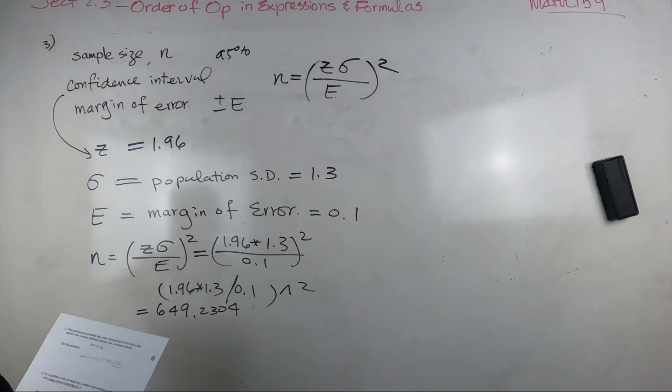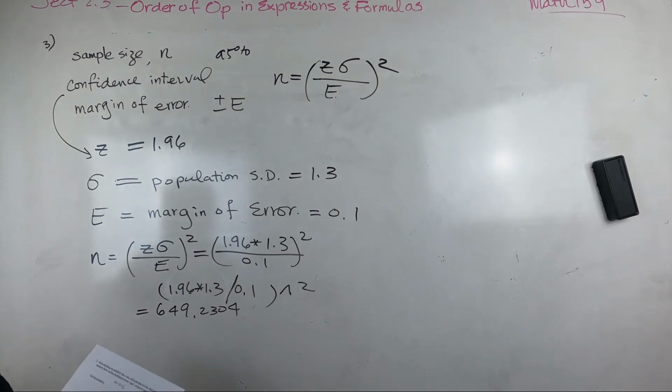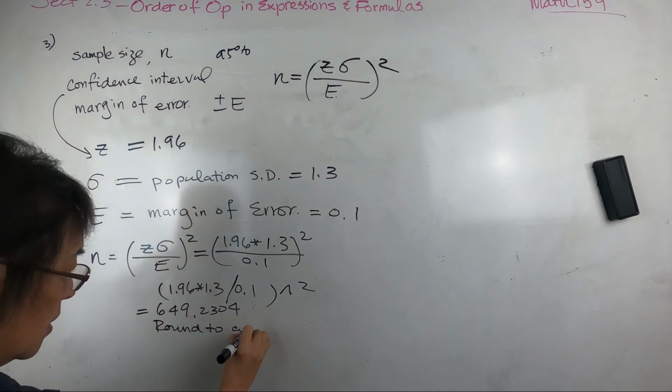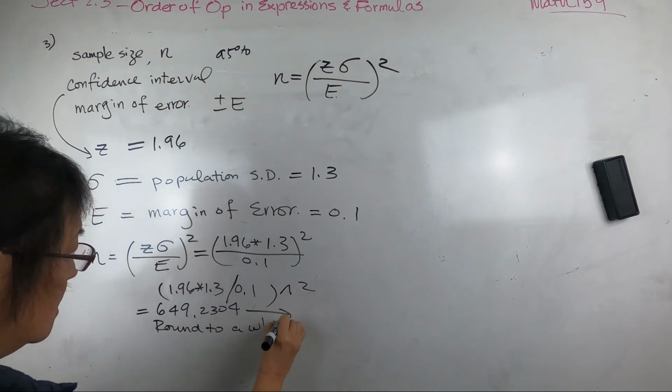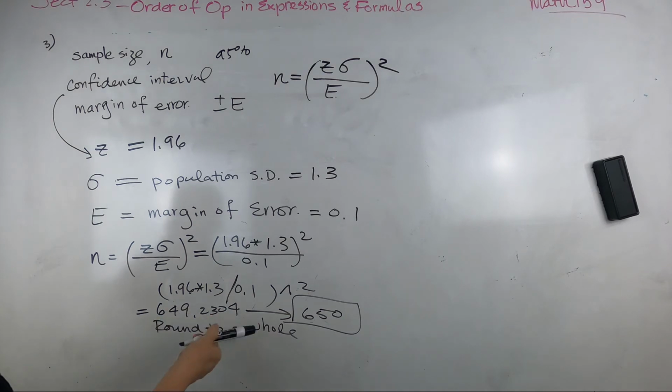649.2304. Because this is a sample size you are going to use to survey people, we round it to a whole number. If it's a decimal, you round it to a whole number. We need to do what? 650 people, because you cannot just drop 0.23 of a person. You need more than 649. That means you need to survey 650 people.